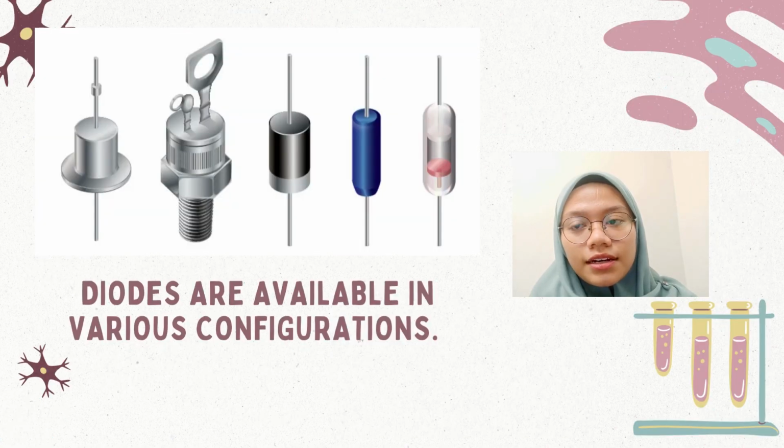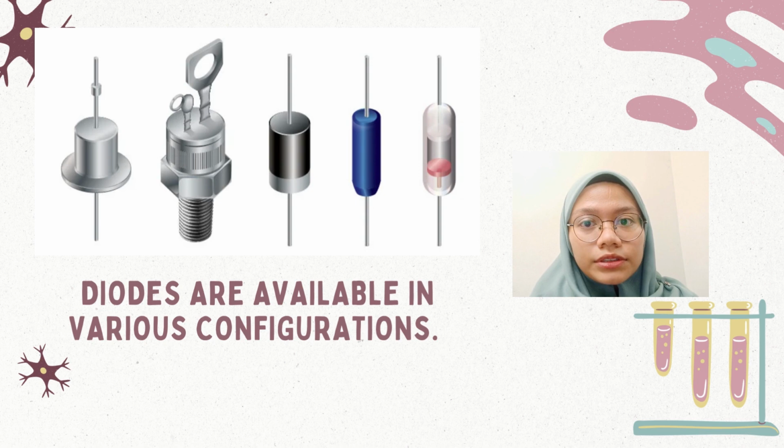As we can see, diodes are available in various configurations. From left: metal case, stud mount, plastic case with band, plastic case with chamfer, and glass case. When a diode allows current flow, it is forward biased. When a diode is reverse biased, it acts as an insulator and does not permit current to flow.